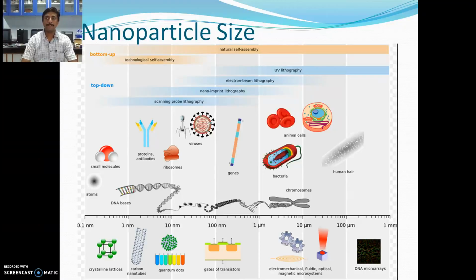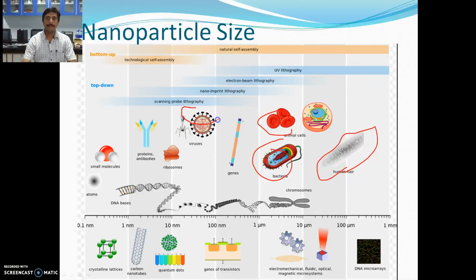Let us see some figures related to the sizes. The smallest object which can be seen by the eye is about 100 micron. The thickness of human hair is 50 micron. You can see here, the size is 50 micron. The size of an RBC is 5 micron. The size of a bacterium is 1 micron or 1000 nanometer.